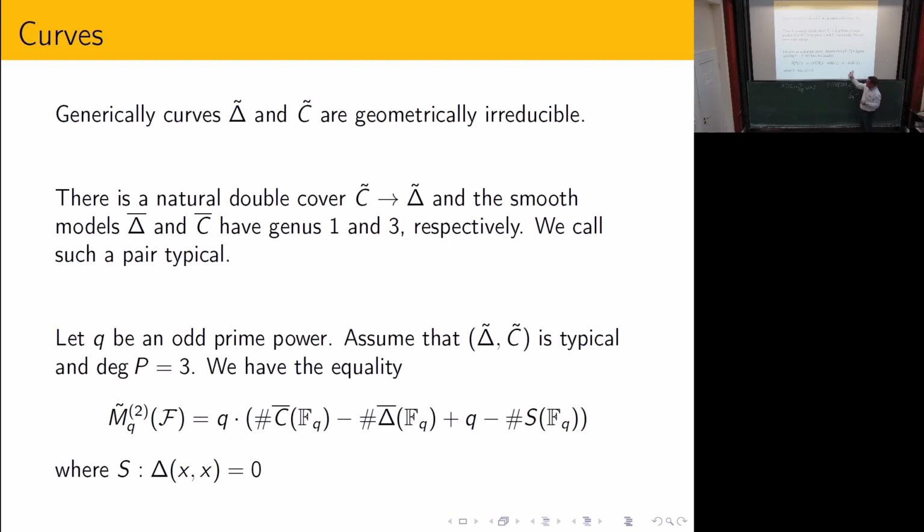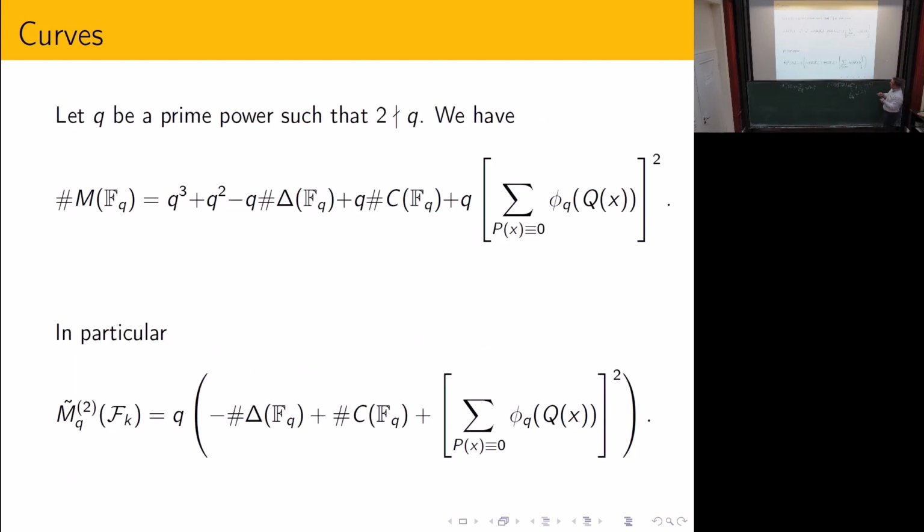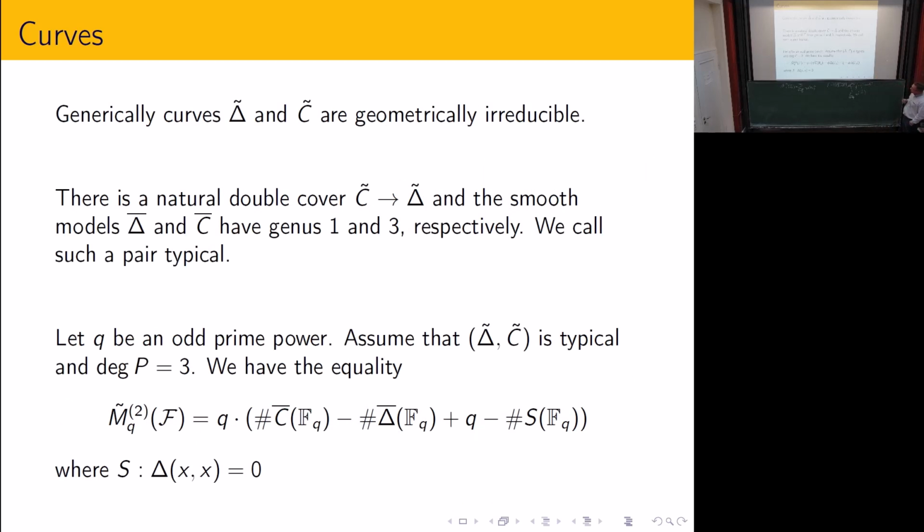Okay, so we end up with this conclusion now that the second moment is Q, of course, times the difference between the number of points on the smooth regular models of two curves, and then there is this degree 4 scheme that is just in disguise the same guy as was here. So this is the quadratic character modulo 3. Okay, so then to finish, we have to study the geometry of this curve.